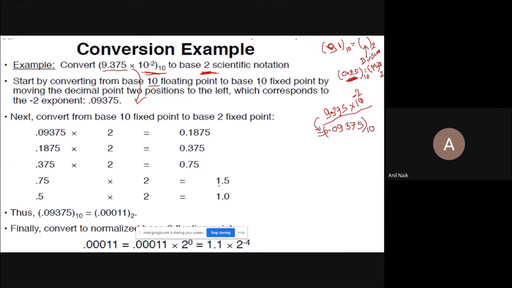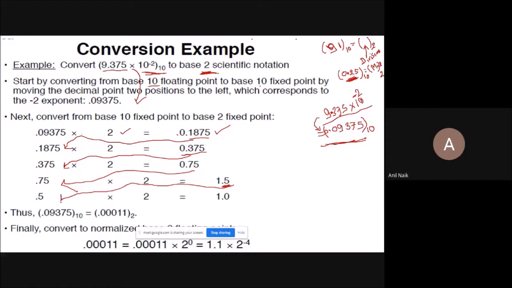So 0.09375 into 2. Here we have to use the multiplication method. After multiplying we get 0.1875, and again you take the fraction part into 2. Again you get 0.375. Again you take the fraction part into 2, then 0.75 into 2 is 1.5. Again you take the fraction part, 0.5, into 2, and this will repeat. So you have to stop the conversion of binary.